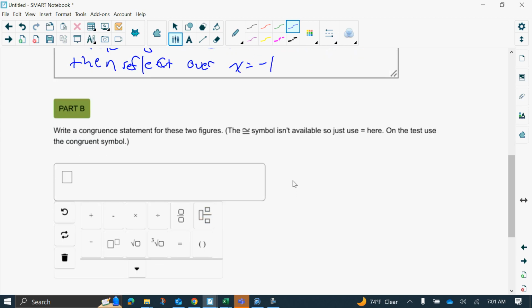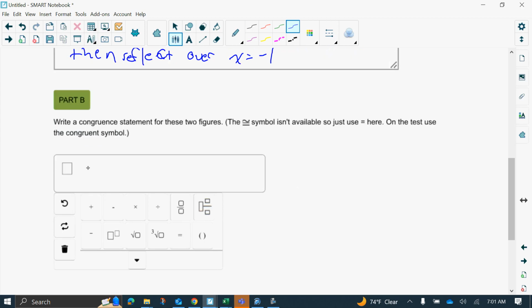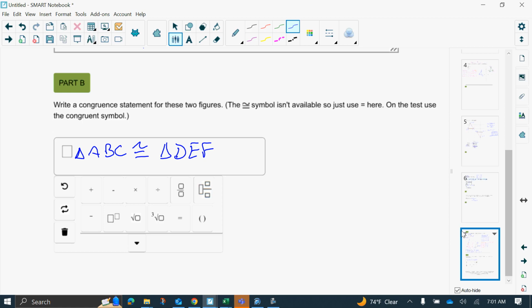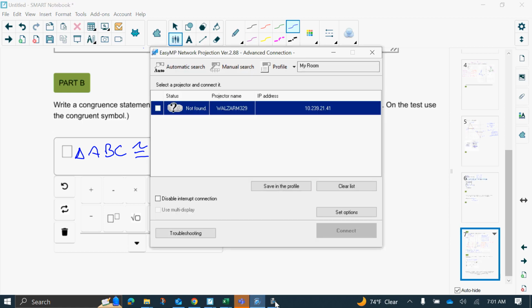Now, write a congruence statement. Well, that's just triangle ABC is congruent to triangle DEF. That's a congruence statement. That's all it is. And you're done. And that's the whole test. Sorry I got a little confused.